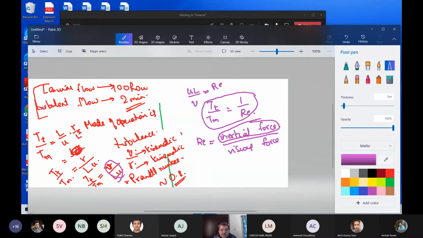So right now you have the inertial force, which destabilizes the flow, and this viscous force stabilizes the flow. Viscous force tries to stabilize the flow, whereas the inertial force tries to destabilize the flow. So basically, it is the opposing effect of two forces.